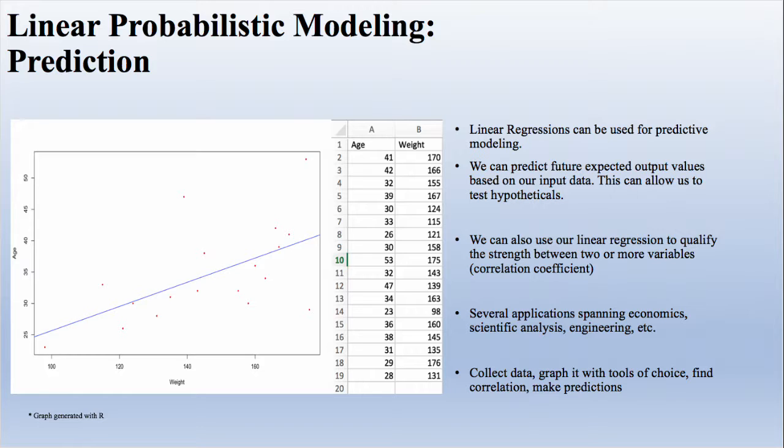As you can see here, I have an example linear regression, age versus weight, age being our dependent variable y, and weight being our independent variable x. You can see that charted out there, and the line tries to fit the data as closely as possible, even hitting one point here.